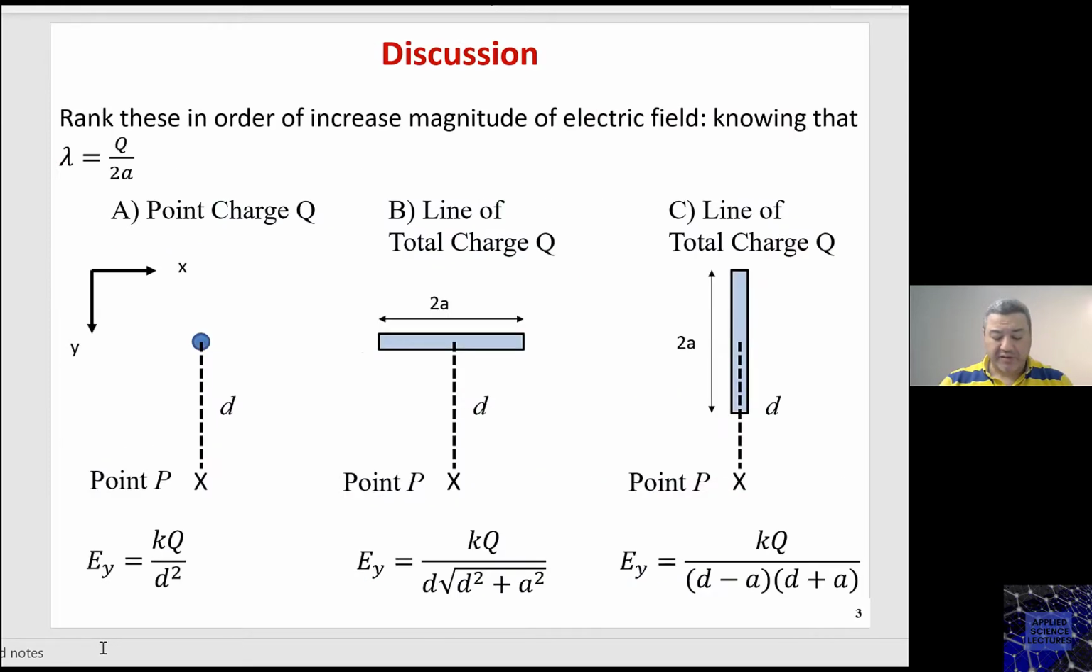Now let's look at those 3 cases where we need to rank in order of increased magnitude of the electric field, knowing that lambda is q over 2a. So the length of my line of charge is 2a, and the total charge is q, and the linear charge density here is q divided by 2a. So we need to rank those cases going from the smallest to the greatest electric field.